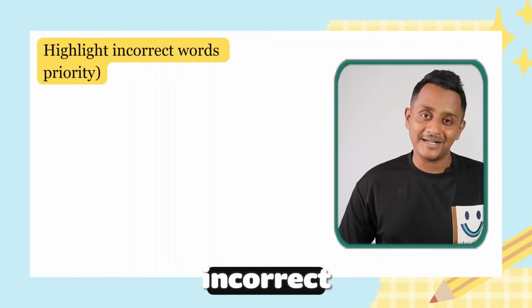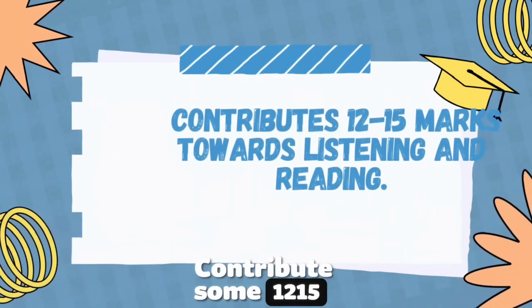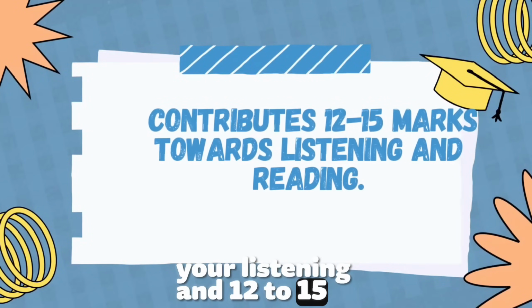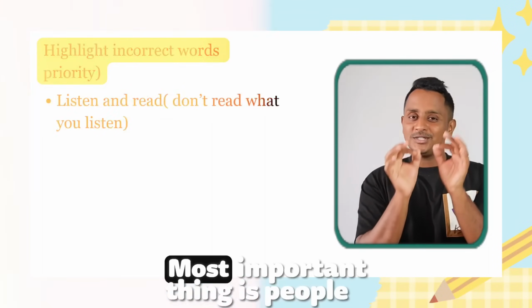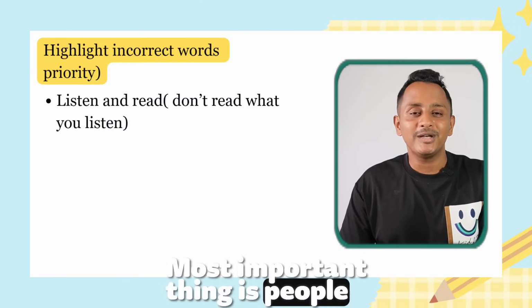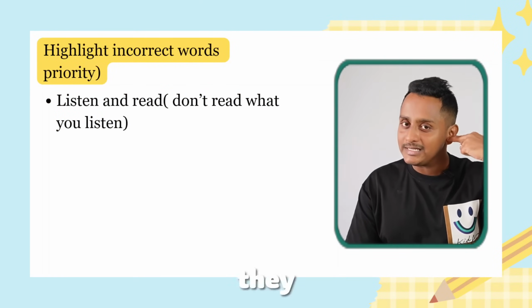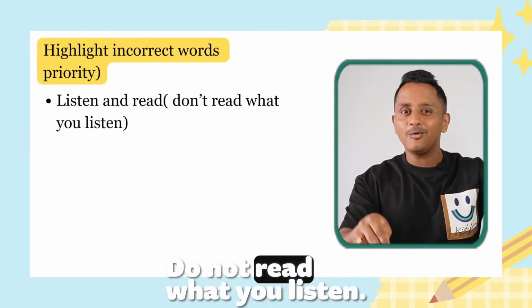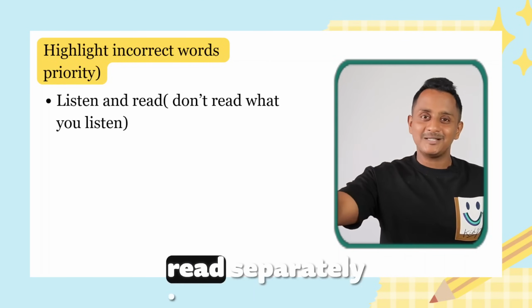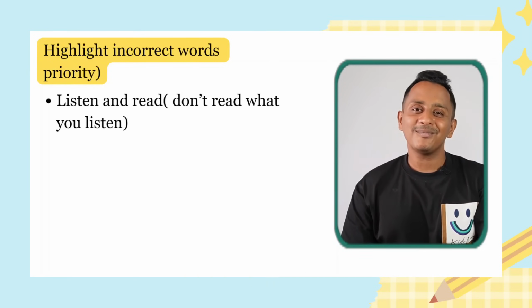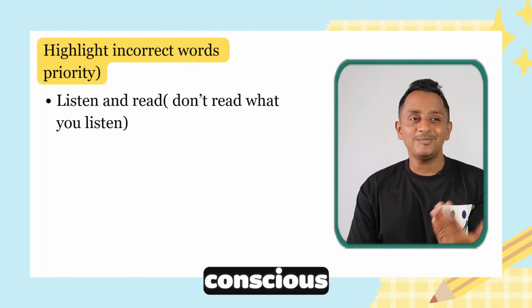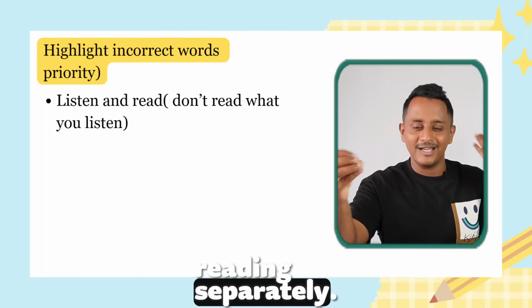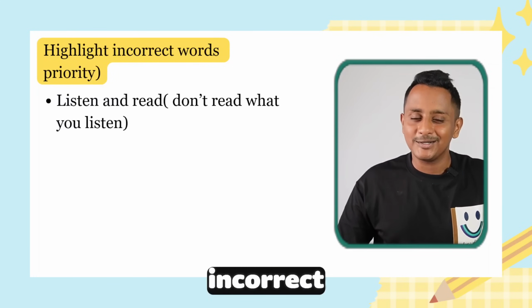The next is highlight incorrect words. Priority, contributes some 12-15 marks towards your listening and 12 to 15 marks towards your reading. The most important thing is people would end up reading what they listen. You're listening and reading at the same time. Don't read what you listen. Listen separately, read separately. This would be the best suggestion from my side. This way you can become conscious, because you're listening separately, reading separately. You can easily find out the incorrect word.